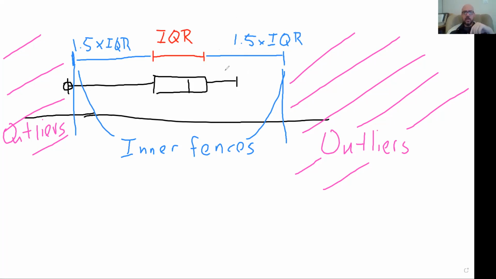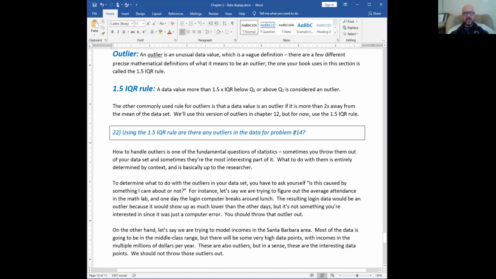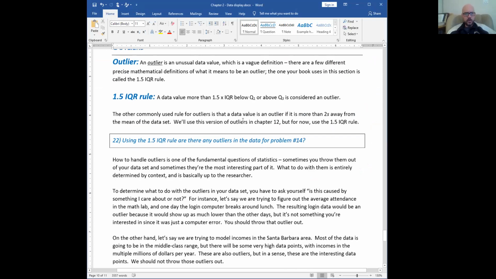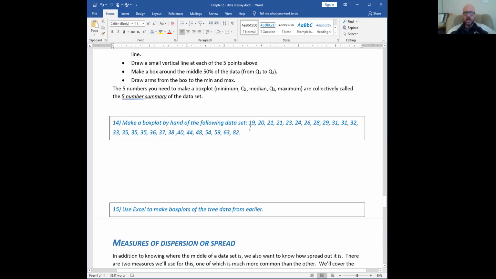But yeah, let me show you an example of determining if something is an outlier. So I'm going to go ahead and go back to notes. All right, so the data set from problem 14 was, where was it? This one right here, the make a box plot by hand one.